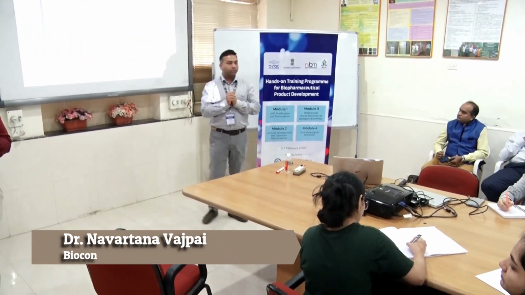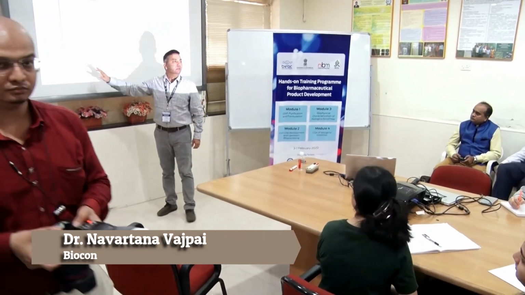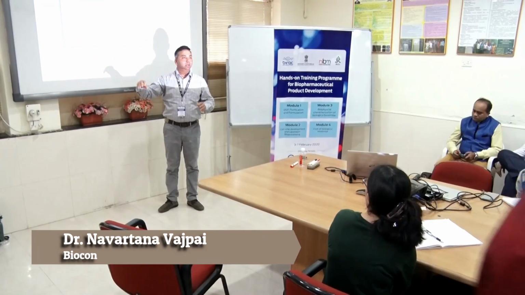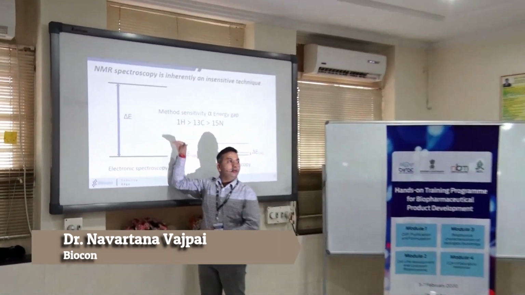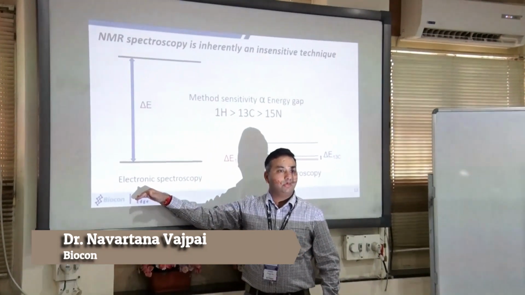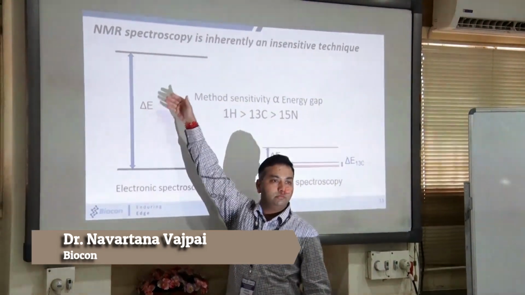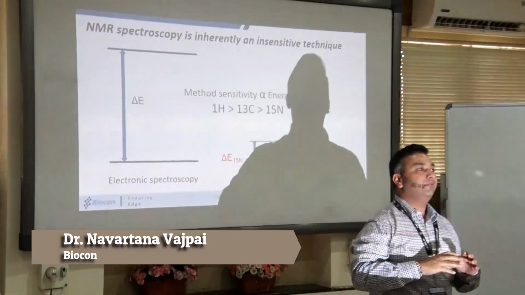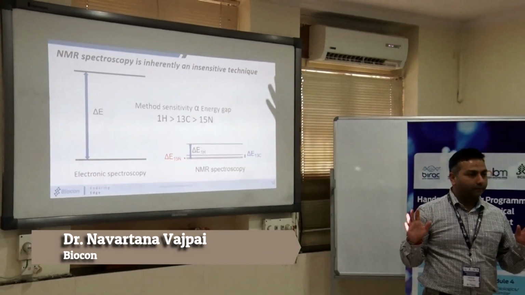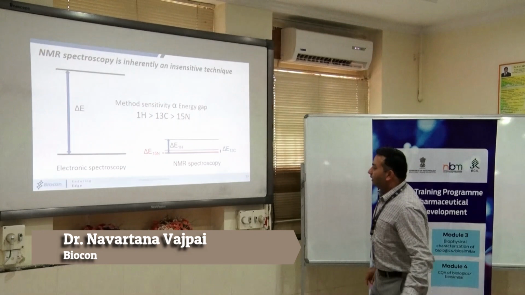In electronic spectroscopy like CD, FTIR and all those, your levels are too distant apart. So essentially all your population sits in the lower state. You apply energy, everything goes up, absorbs and comes back. So the sensitivity of all those techniques is extremely high. Now look at the other nuclei.